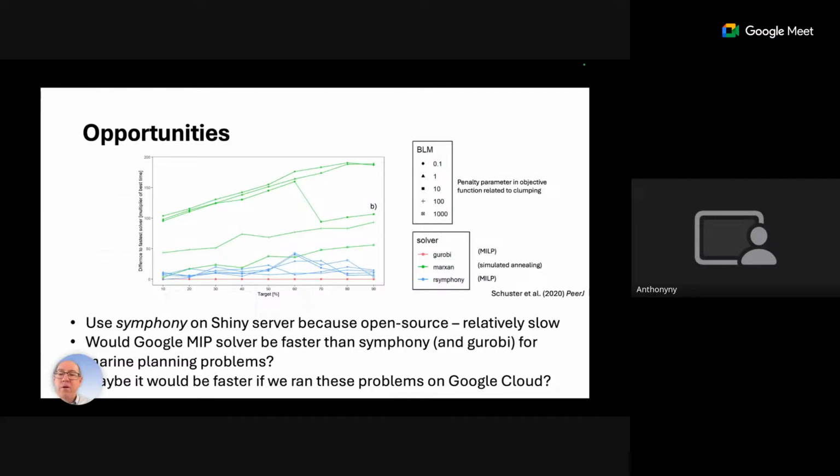And I also wondered, we're not using the cloud at all. We're just using a Shiny server, for RStudio or Posit. But I wonder whether using Google Cloud might be faster for the problems that we're running. So anyway, I'll leave it there.